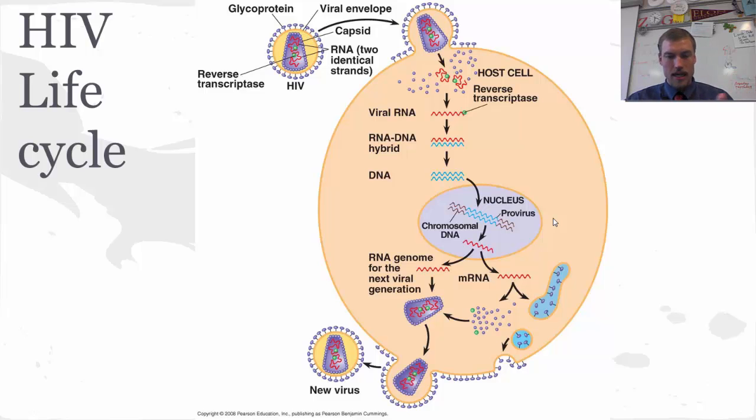And then the virus, again, takes some of the glycoproteins and the phospholipid bilayer and excretes itself off in a process that's fairly similar to exocytosis, and then that's where we get our new virus.